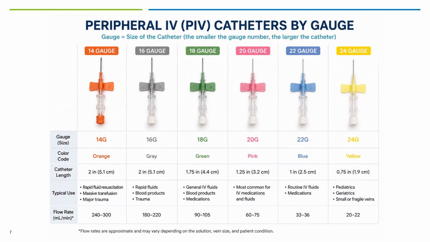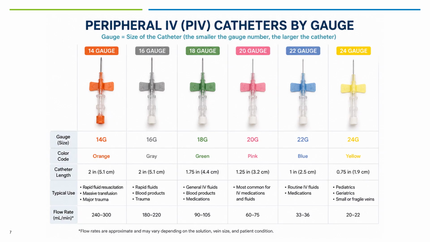And then we have the 18 gauge in green. It's common in hospitalized adults. It's appropriate for routine IV fluids, medications, blood products, and many surgical patients. If a patient may need blood, an 18 gauge is often preferred. Then we have in pink the 20 gauge, which is probably the catheter you'll insert most during a med-surg rotation or possibly preceptorship.